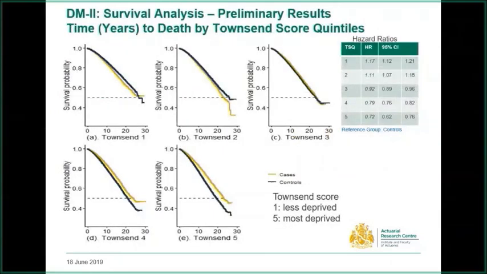We looked also at the survival, the Kaplan-Meier plots with respect to the Townsend score quantile. The Townsend score quantile is one of the deprivation indices used here in the UK, with 1 associated with less deprived areas and 5 associated with most deprived areas. We can see from our slide that for those in the less deprived areas, cases had a lesser survival probability compared to the controls. But as we move on to the most deprived areas, we see that cases had a better survival compared to controls.